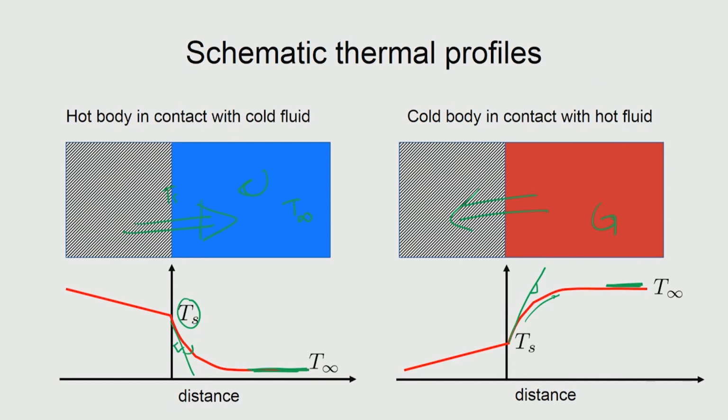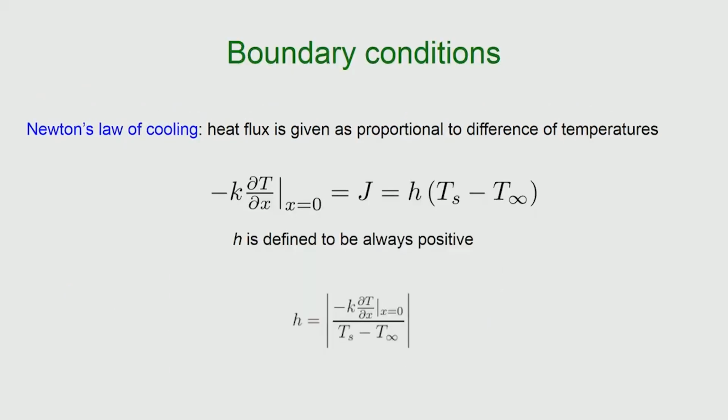Because of that, instead of expressing the heat flux at this interface as a slope, we just take the difference of the temperatures and express it that way, and that is where we come across the definition of the heat transfer coefficient. So, in boundary conditions you may also have a situation which we call Newton's law of cooling, where the heat flux at the boundary, at x equal to 0, is written as h into Ts minus T infinity.